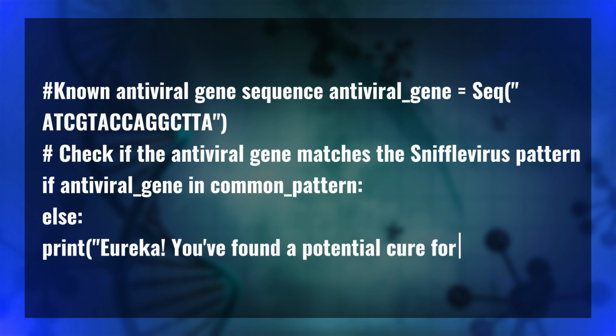So for this, again we have code that I am going to explain. For the known antiviral gene sequence, we are going to give a variable named antiviral_gene. You can give it any name of your choice, but remember to use an underscore if it contains two words. Remember, it should start with an alphabet and it should not contain any special symbol or anything of that kind.